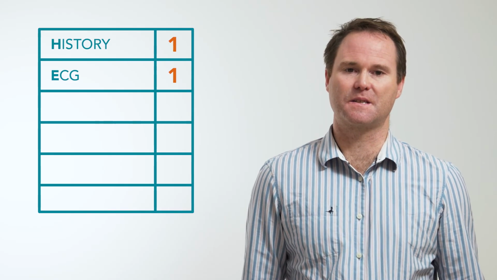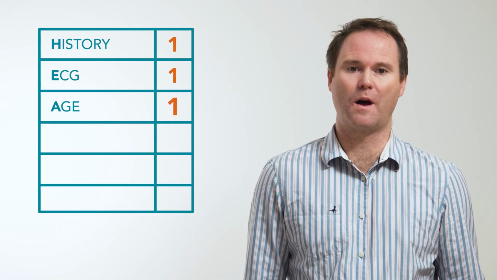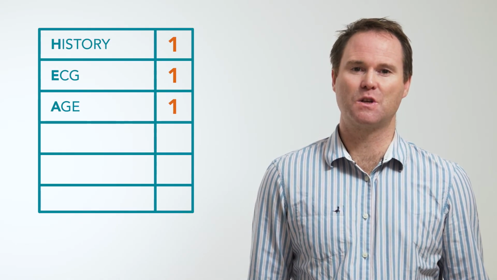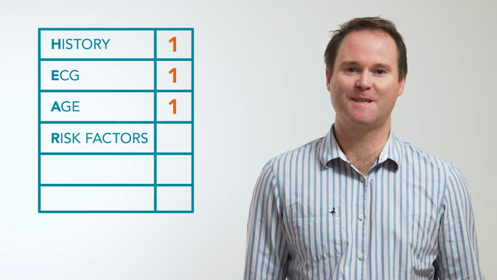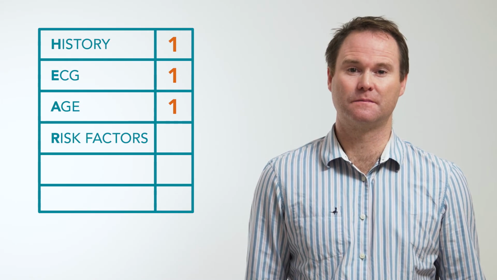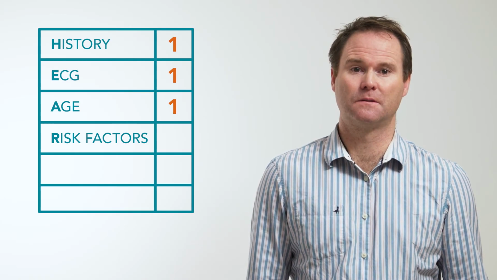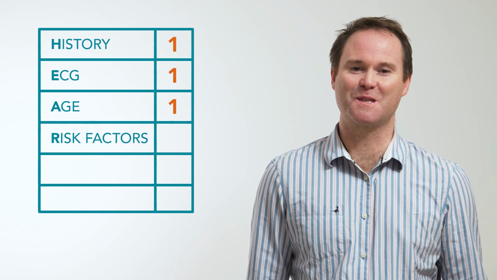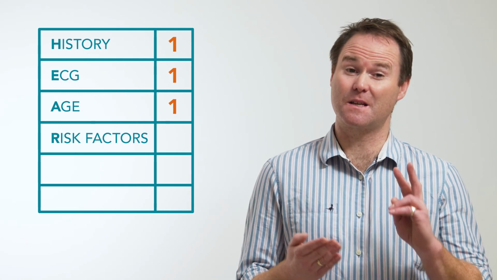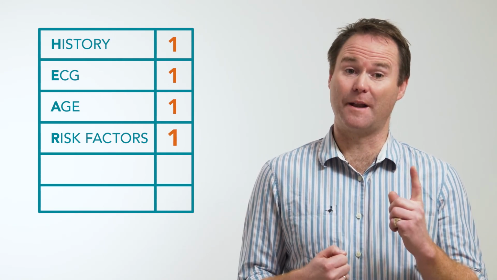Mr. Giddings is 62, so he would score 1 for age. And in terms of risk factors, he has a father who had an MI in his 50s, and he has hypertension. He did smoke, but because he has quit more than 90 days ago, we would not score this as a risk factor. So that makes 2 risk factors and would score a 1.